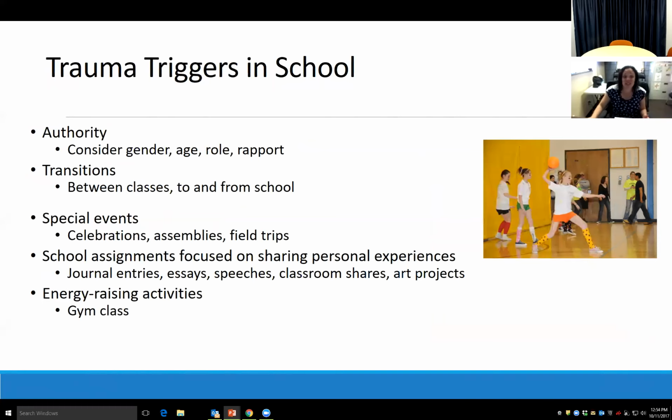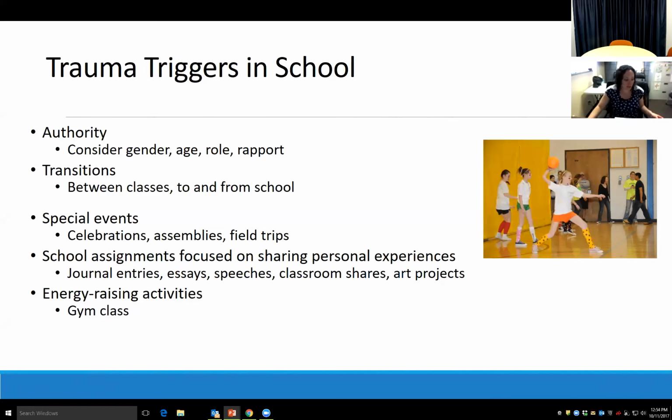Special events, so things that disrupt the flow of things. Let's say it's a celebration, an assembly, a field trip. The predictability of my day is off. That can be triggering for me. School assignments focusing on sharing personal experiences. So this comes up often in English class, humanities, writing journal entries or essays that have to do with personal experiences. That for someone could be triggering. And then finally, energy-raising activities. So if you think of gym class, for some, that increase in physical arousal can be triggering and distressing to the child.